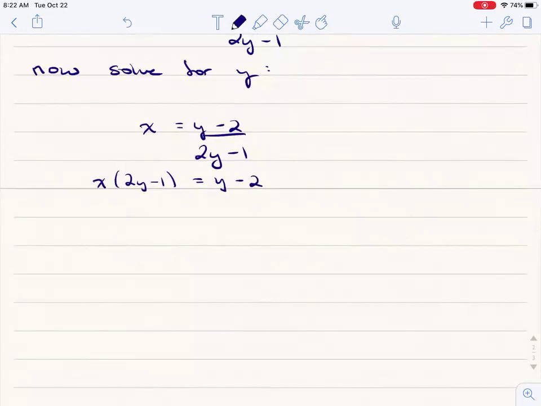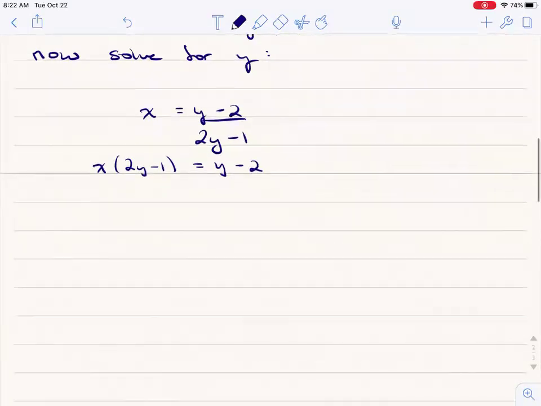So now we can expand these brackets because remember the goal is to solve for y. If we're solving for something, we want to get y on its own on one side and everything else on the other side. If we expand these brackets, it's going to be easier to get at that y inside the brackets. So we get 2xy minus x is y minus 2.